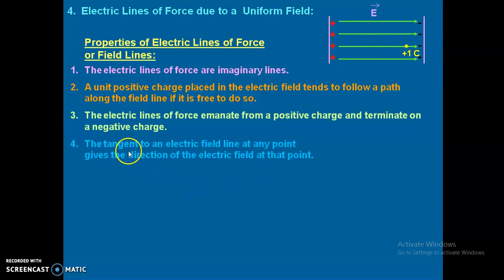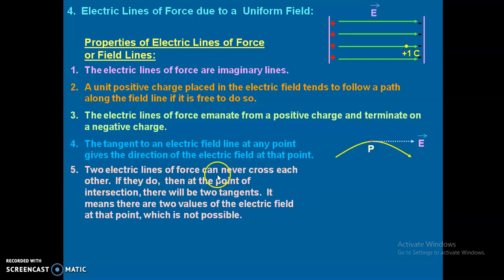Fourth, the tangent to an electric field line at any point gives the direction of electric field at that point. Just now I discussed in the previous slide how the tangent shows the direction of electric field at that point. You can see, if this is a curved path of the movement of a test charge, and at this point P we have to find the electric field direction, then we can draw the tangent and find out the direction of the electric field line.